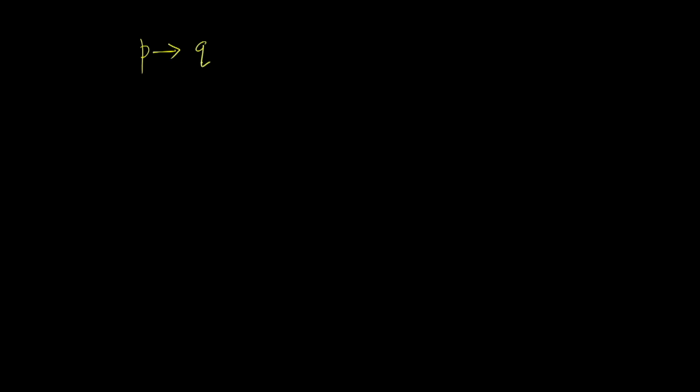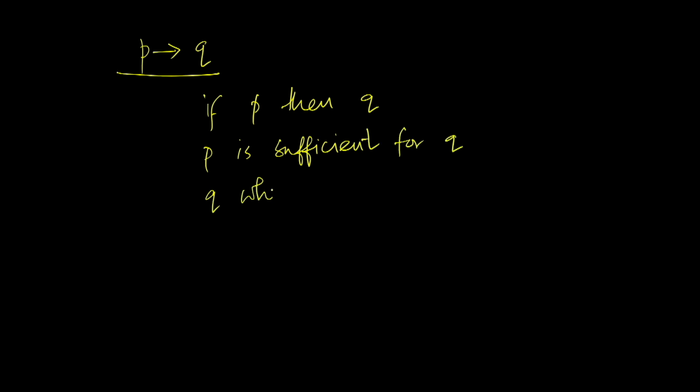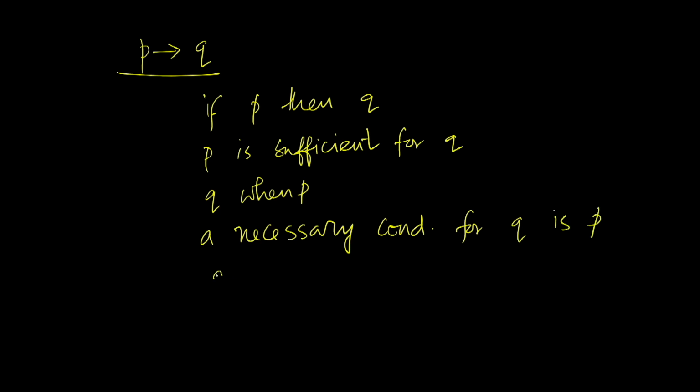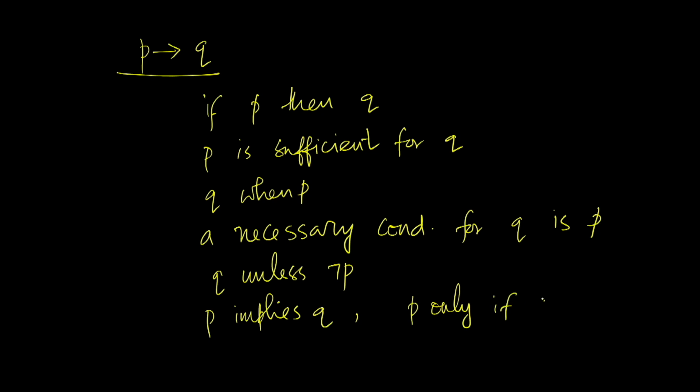The implication P implies Q will be written in English as: if P then Q; P is sufficient for Q; Q when P; a necessary condition for Q is P; Q unless not of P; P only if Q; Q follows from P. So, these are all essentially the same thing, they all denote the implication P to Q.